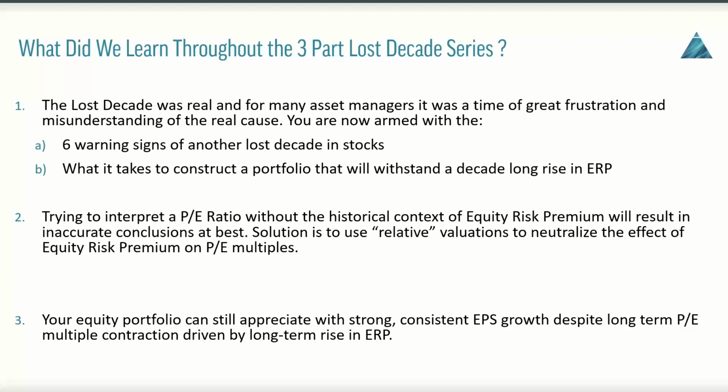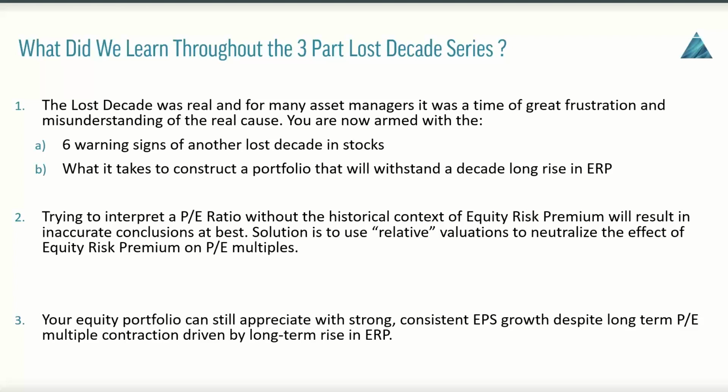We've also learned that trying to interpret a PE ratio without the historical context of equity risk premium will result in inaccurate conclusions, and that's at best. The solution that I have for you is to use relative valuations to neutralize the effect of equity risk premium on PE multiples. So if you don't have access to the research system, just be sure that you're always backstopping any assumptions that you're making on valuations by doing it relative to something else.